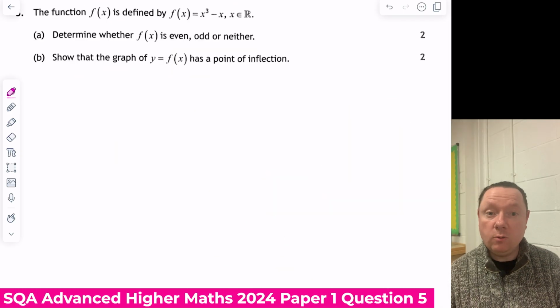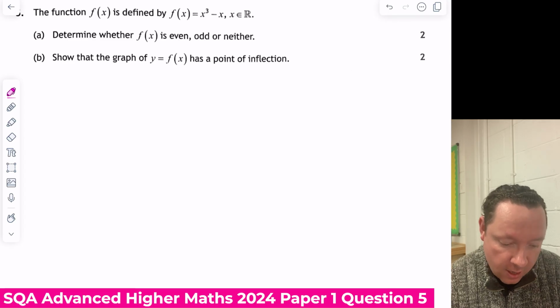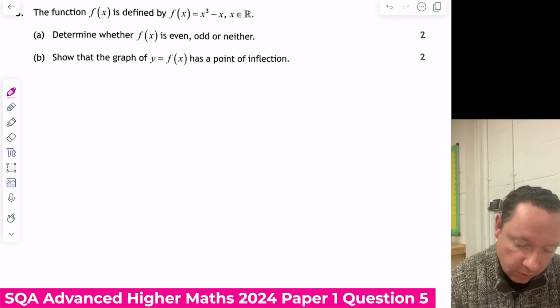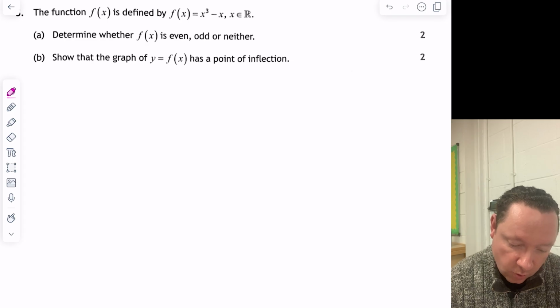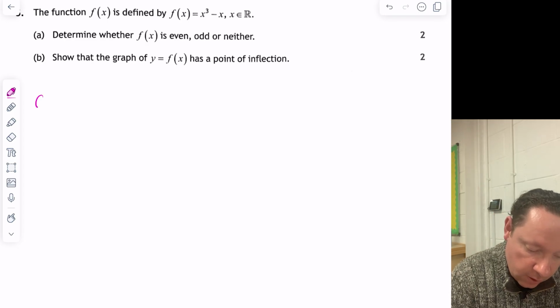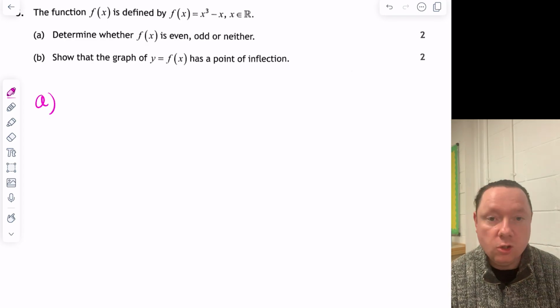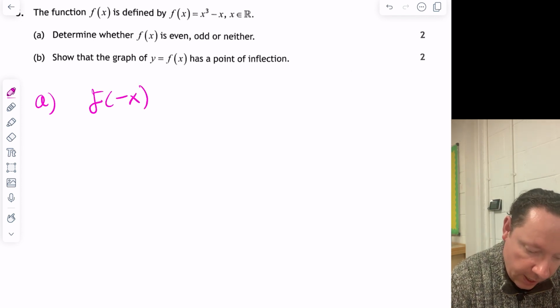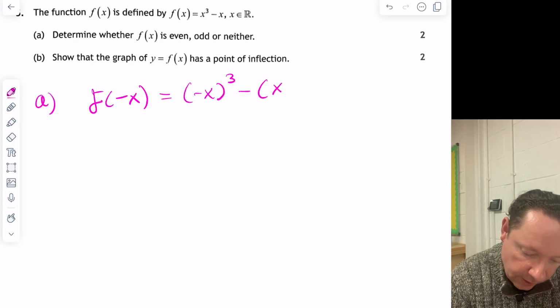SQA Advanced Higher Maths 2024, paper 1, question 5. A function is defined as f of x equals x cubed minus x. Determine whether it's odd, even, or neither, and then show that it's got a point of inflection. So part A. If we want to show that it's odd, even, or neither, we're going to have to examine f of minus x. So subbing that in, that's minus x cubed minus minus x. So that is minus x cubed plus x.